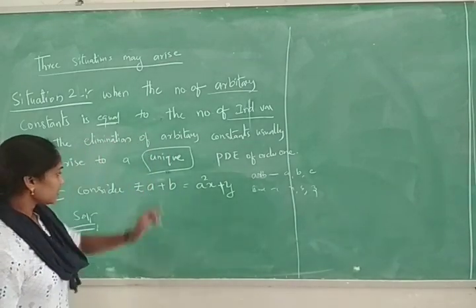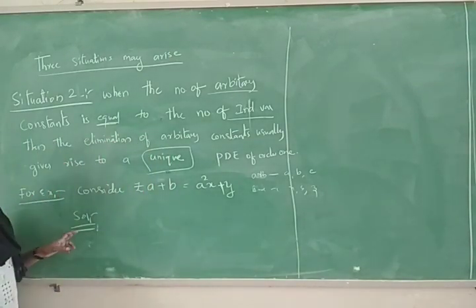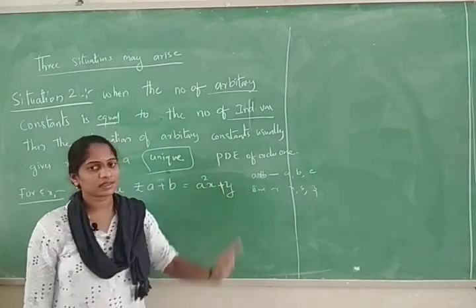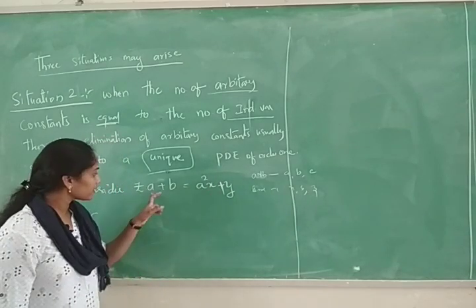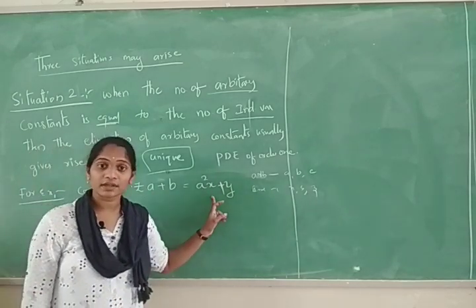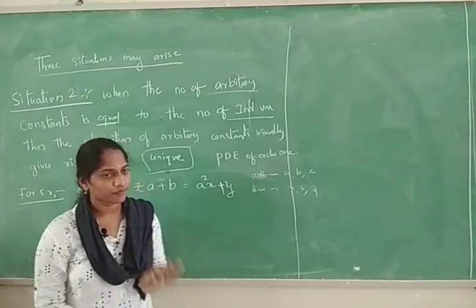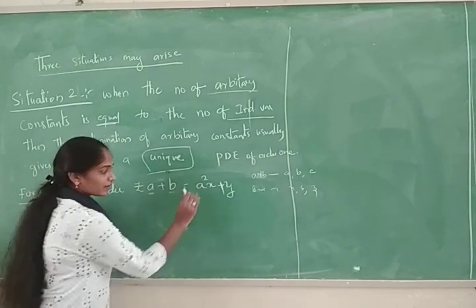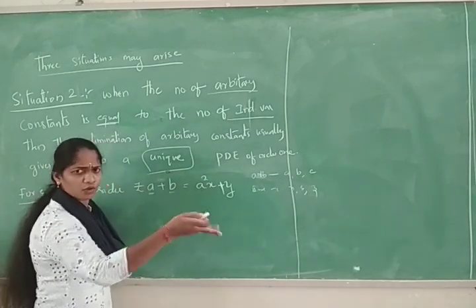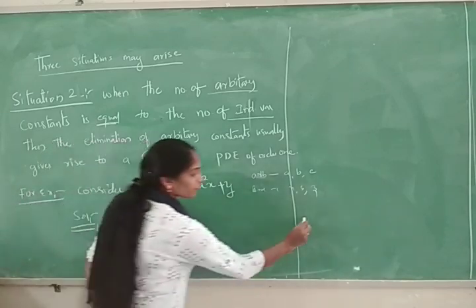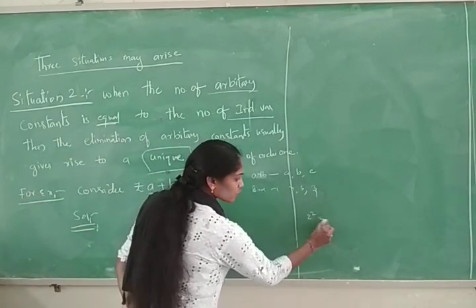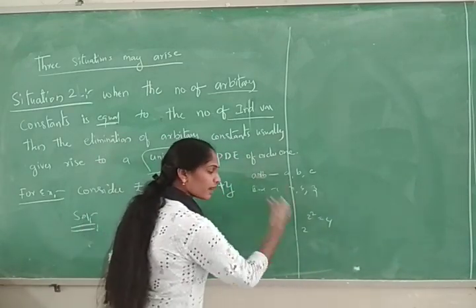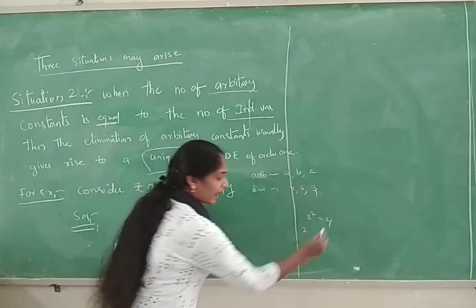Okay? See here, this is an example, another example. z a plus b is equal to a square x plus y. This is our equation. Now by eliminating these arbitrary constants, you have to convert it into a PDE of order 1. See here, how many arbitrary constants are there? a comma b. It does not matter whether it is square, cube or nothing. A constant is a constant. If you take 2 square, it is 4. 2 is a constant, 2 square is also a constant, because 2 square gives rise to 4, and again it is a constant.